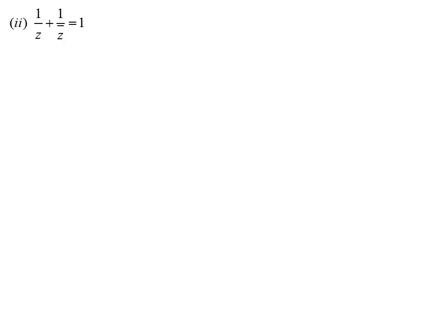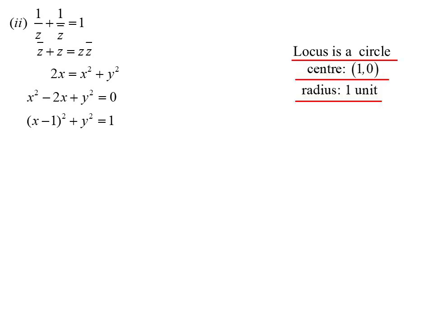This one here, again, I look at it straight away and no, it doesn't jump out at me as something familiar. So let's play around with it and try and get x and y's in there. I'll multiply both sides by z conjugate, and then, because look, on the left hand side I now have z plus z conjugate. Well, that's going to be 2 times the real part. So that's 2x. And on the right hand side I have z times z conjugate, and we know that's x squared plus y squared. Looks like we've got another circle here, because if I rewrite that one, I'll get x minus 1 squared plus y squared equals 1. So it's a circle, centre 1, 0, radius 1.